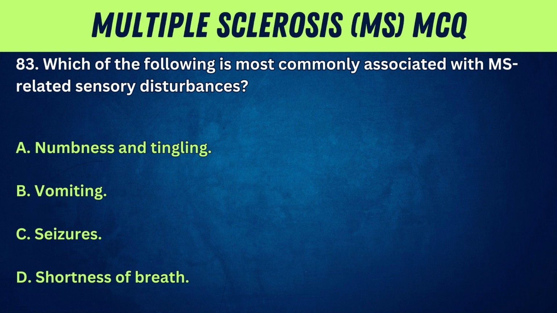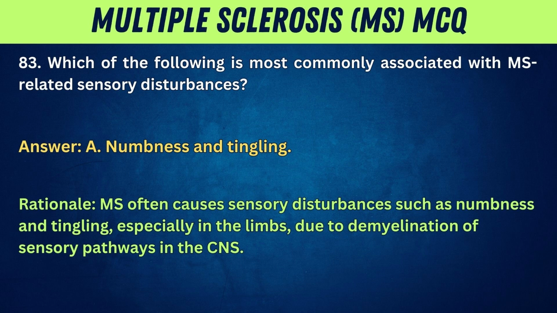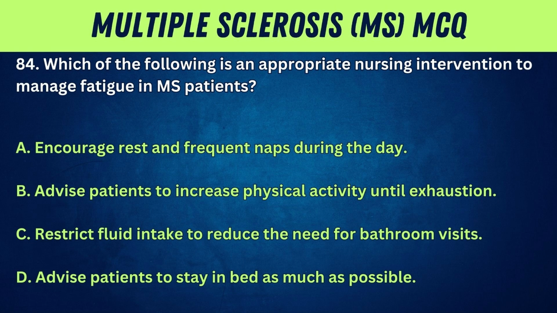A. Numbness and tingling. B. Vomiting. C. Seizures. D. Shortness of breath. Answer: A. Numbness and tingling. Rationale: MS often causes sensory disturbances such as numbness and tingling, especially in the limbs, due to demyelination of sensory pathways in the CNS. 84. Which of the following is an appropriate nursing intervention to manage fatigue in MS patients?